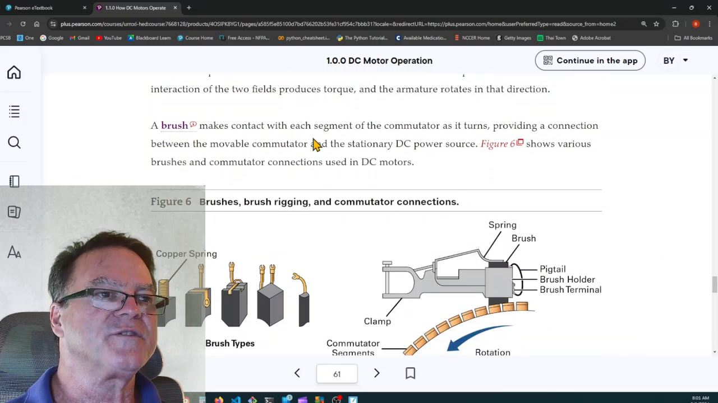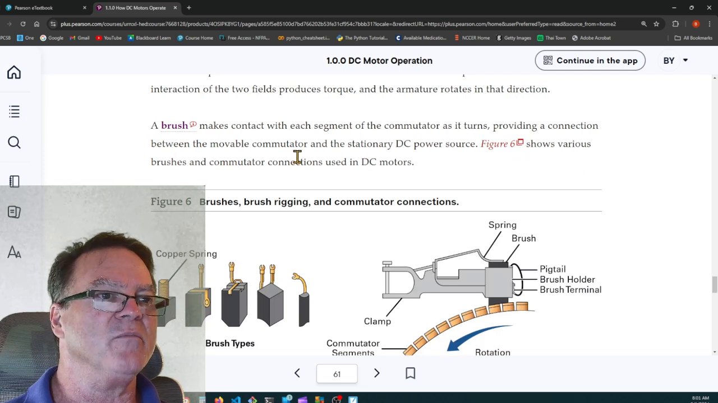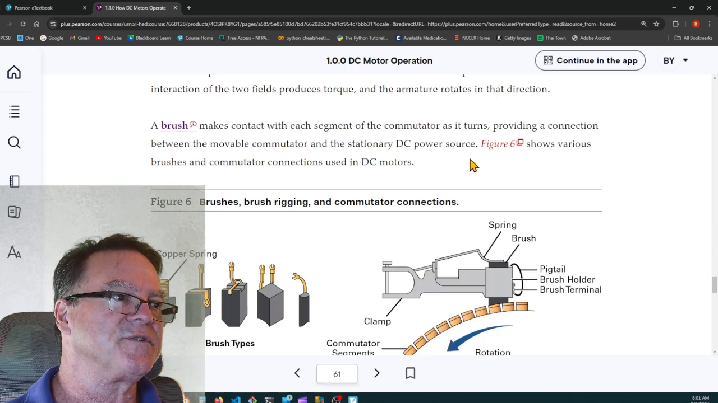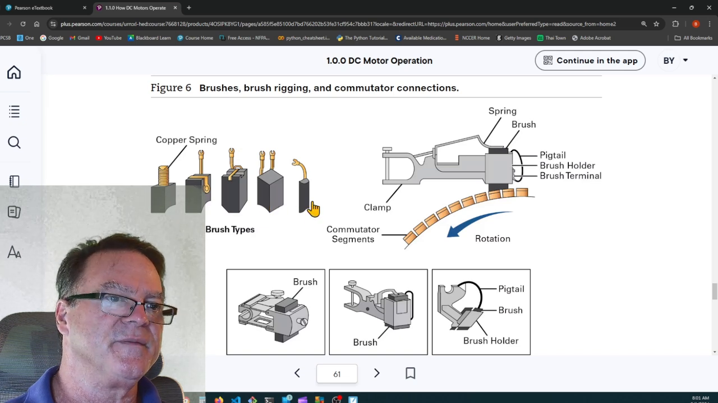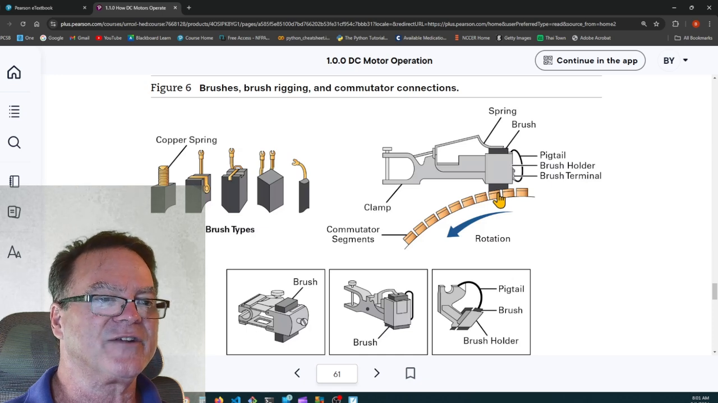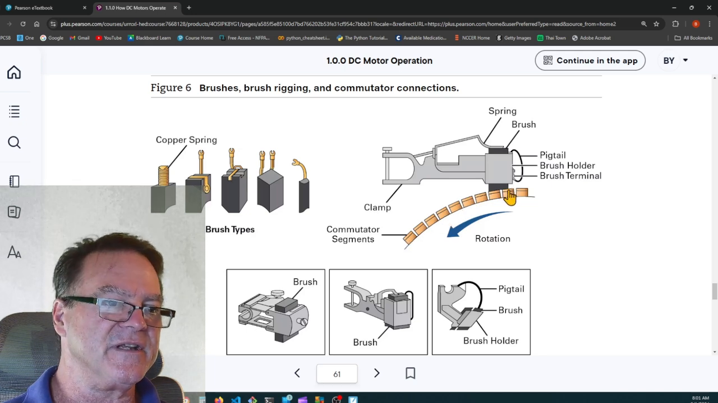Now, a brush makes contact with each segment of the commutator as it turns, providing a connection between the movable commutator and the stationary DC power source. Figure 6 shows various brushes. So these carbon brushes are making contact with the commutator as it turns. And as it's rotating, it's connecting an electrical current to different parts of the commutator and different windings in the DC motor.